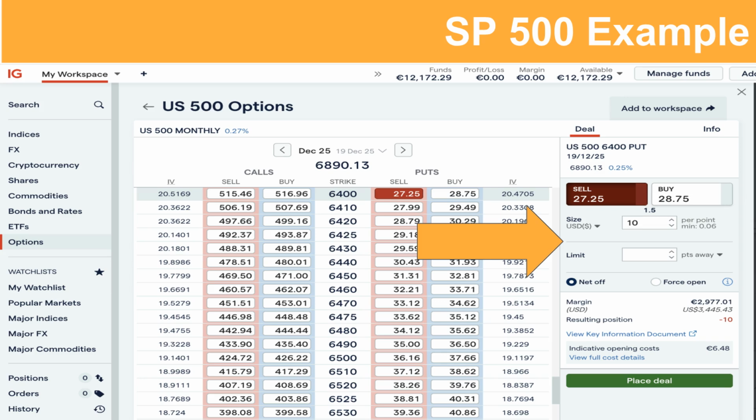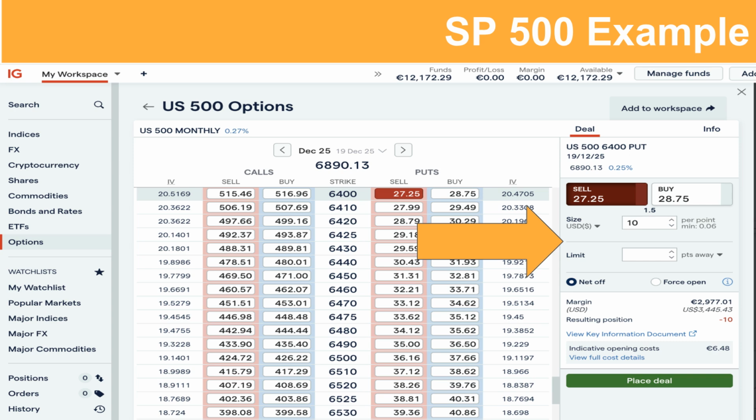And right down below, you will see that our margin impact is €2,977. So this is a 12K account. So that's what IG Index are setting aside to maintain this position. Now, an important note is that margin will move up or down depending on whether the trade is going for us or against us. So you don't want to use up all of your margin on one particular trade. That would be a very silly thing to do.